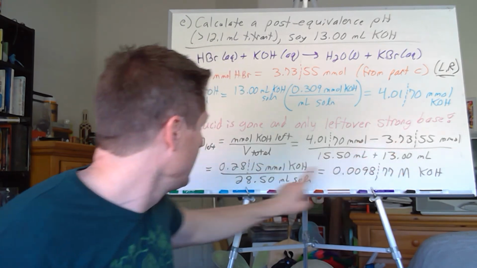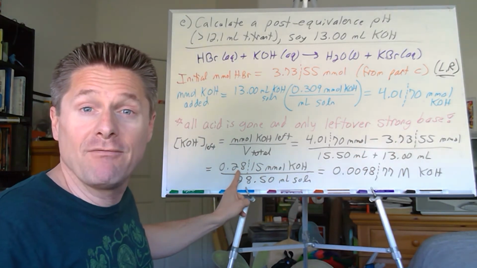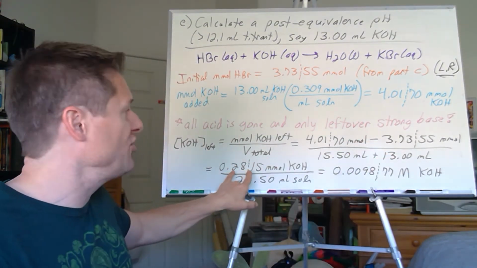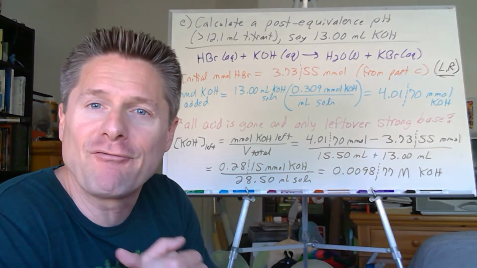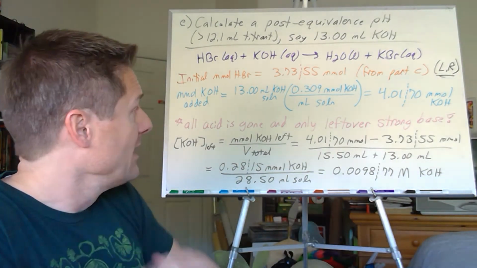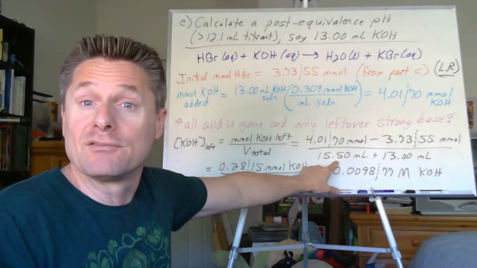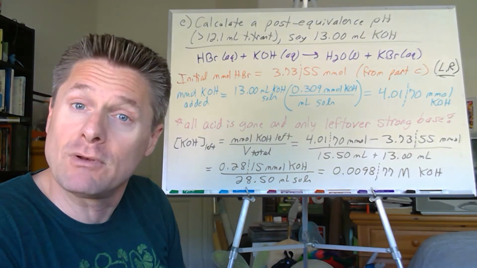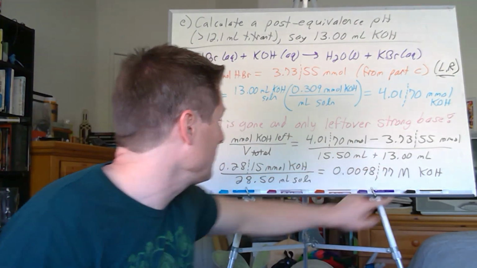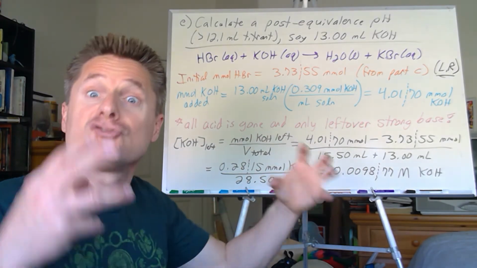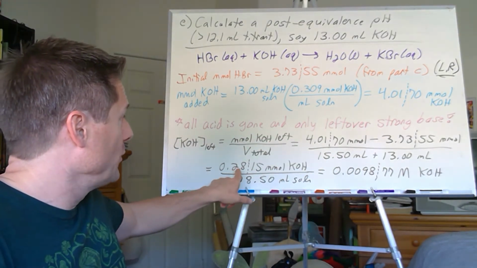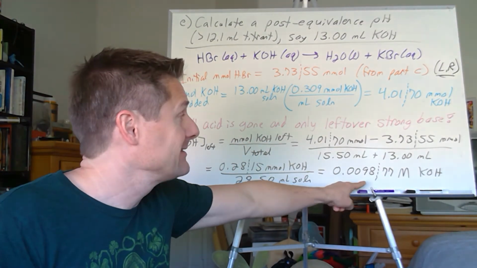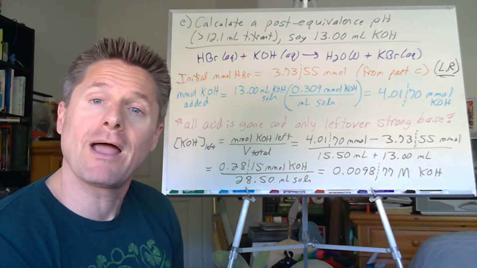Let's take the millimoles of KOH, 4.0170, minus the initial millimoles of acid, 3.7355. That difference is 0.2815 millimoles of KOH left over, good to 2 decimal places. Well, we started with 15.50 milliliters of the hydrobromic acid solution, and we added 13.00 milliliters of titrant base. Add those together and we get 28.50 milliliters total of solution. Let's divide those. To 2 significant digits, we get 0.009877 molar potassium hydroxide.